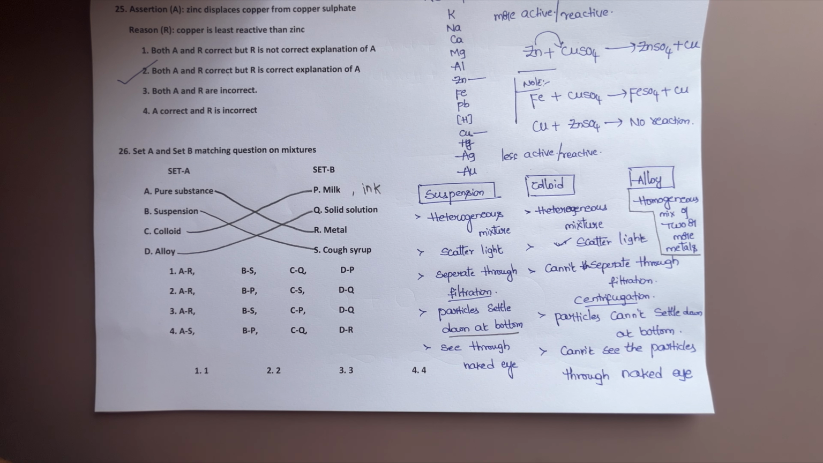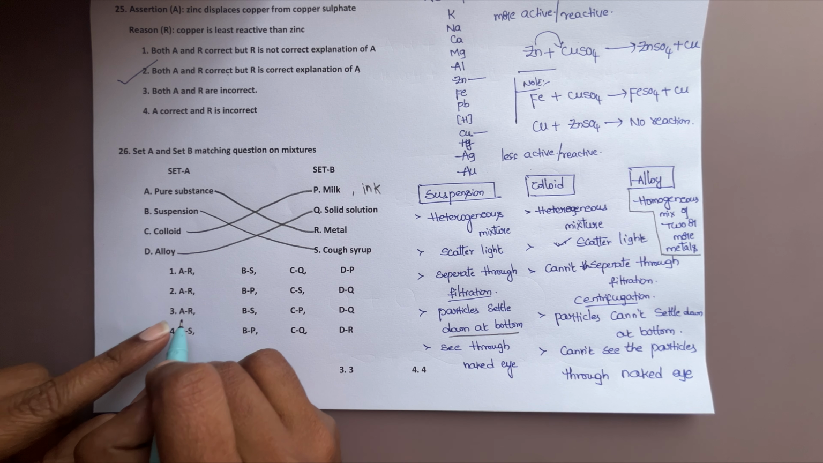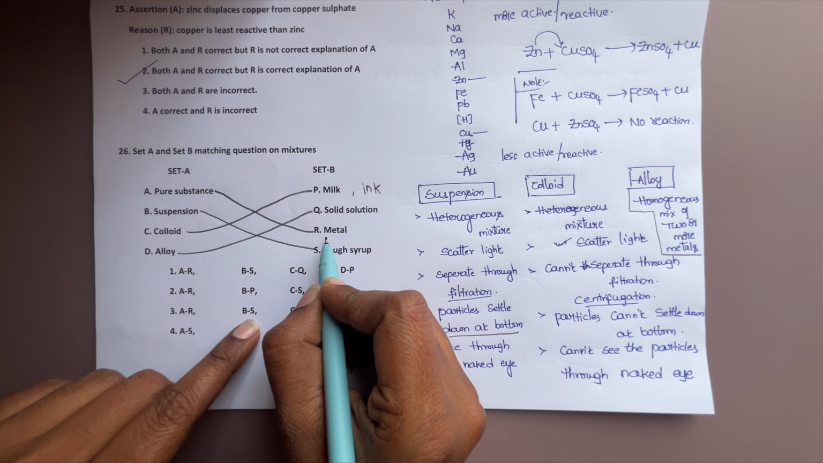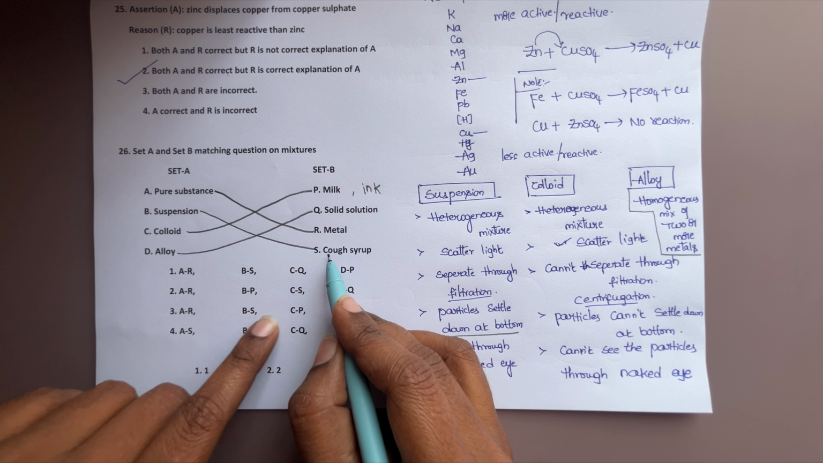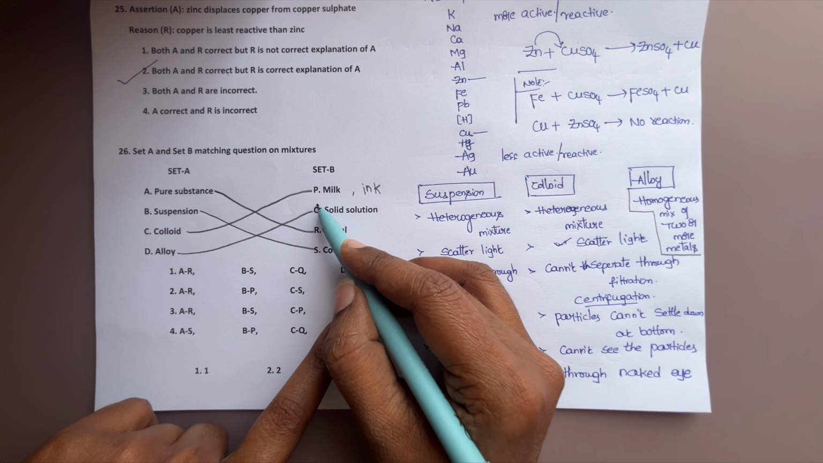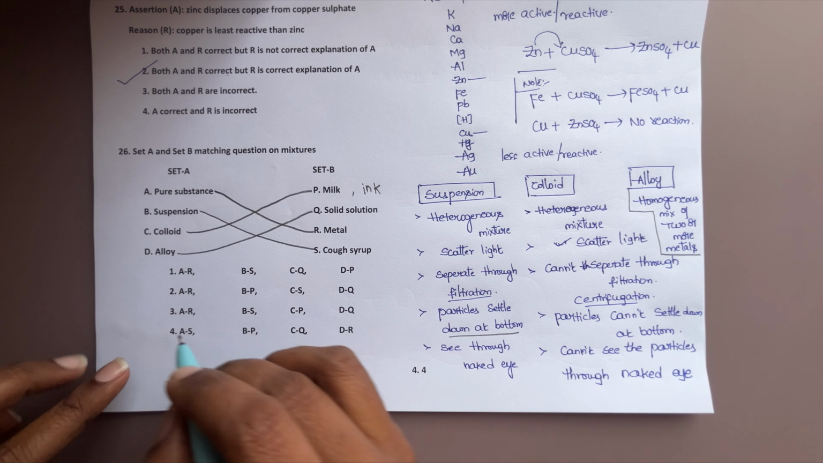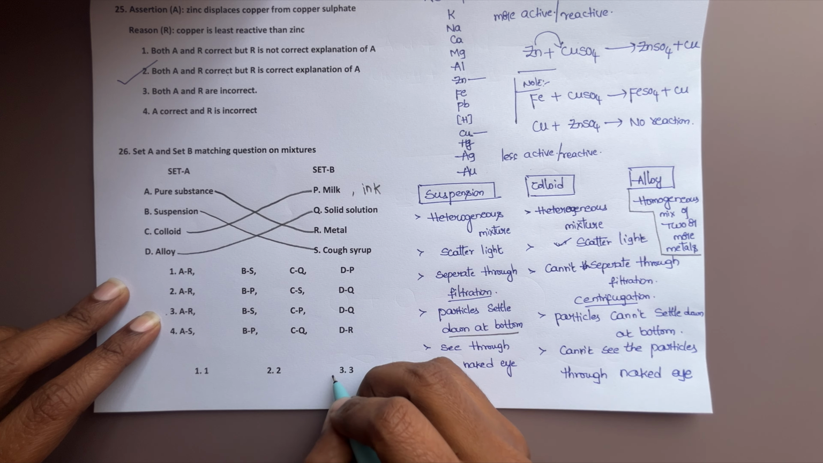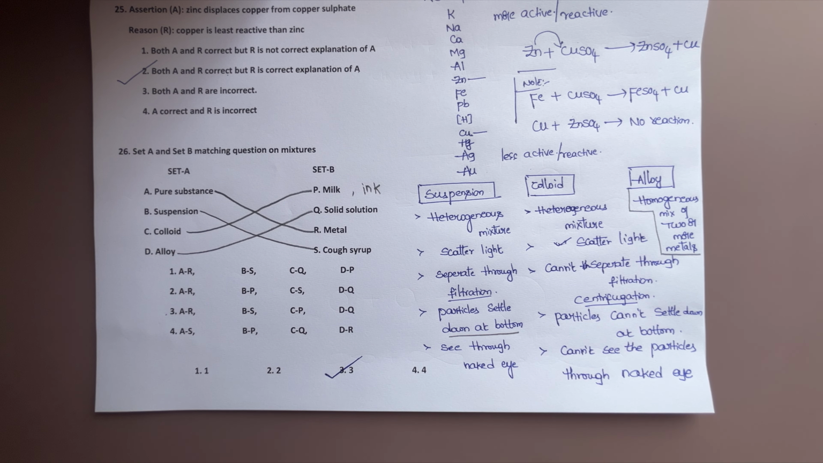So now let us see. Among all these things, A-R, B-S, C-P, and D-Q. So this is the answer. Answer is 3.